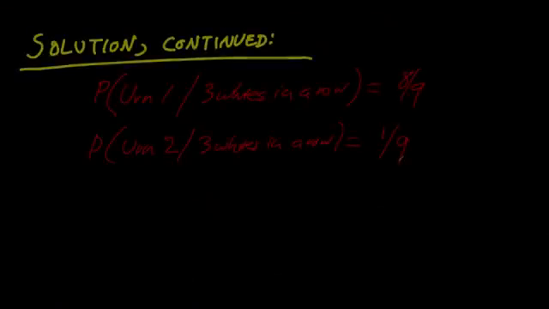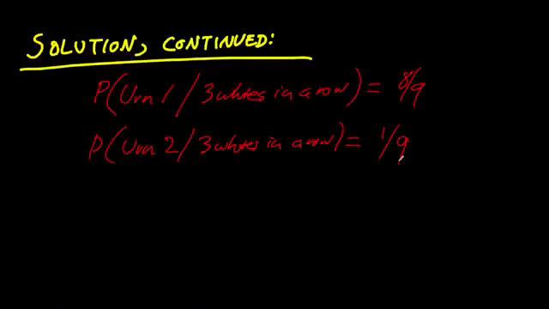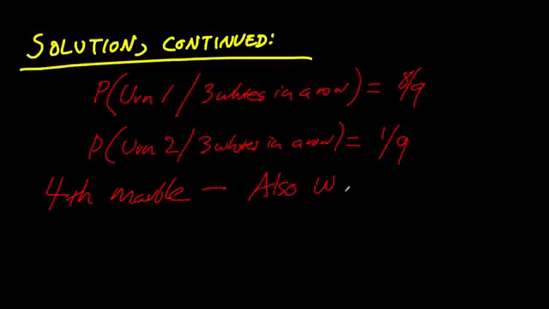One of the really powerful things about Bayes' theorem is that it allows for updating our probabilities based on new data. So let's suppose that we have a fourth marble, and it is also white. Okay?